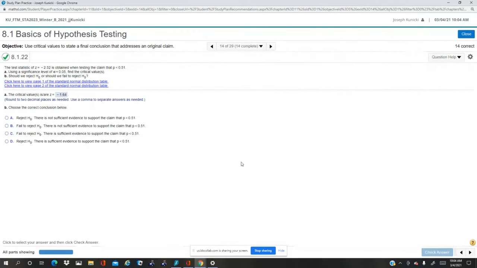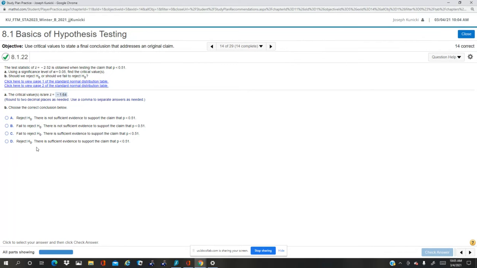A lot of times in the table, they'll use three decimal places, but here they ask for two. So choose the conclusion. Well, if you compare the test statistic to the critical value, we're to the left of the critical value. So that means we're in the tail. That means the P is low. However you want to describe it, we're in the left tail. That means we're going to reject.